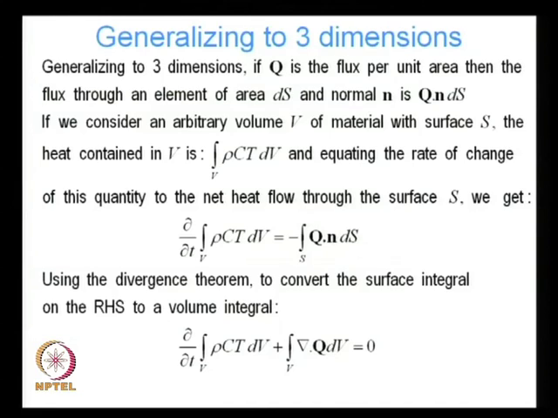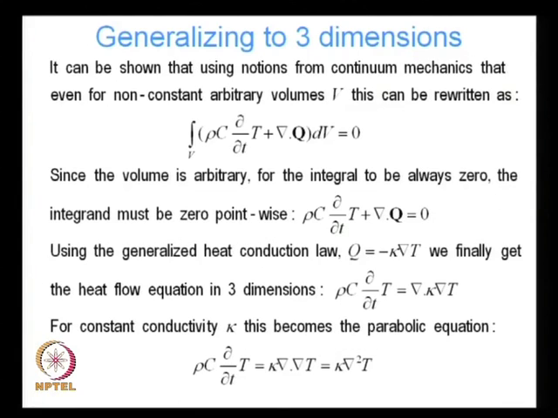Well, you can show using some arguments based on continuum mechanics that it is possible to bring that partial derivative with respect to t inside that integral, even if my volume V is not constant and is varying with time. If we do that, I get something like this: integral of rho c del T by del t plus divergence of Q over dV is equal to 0.